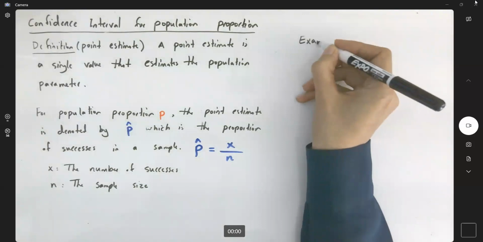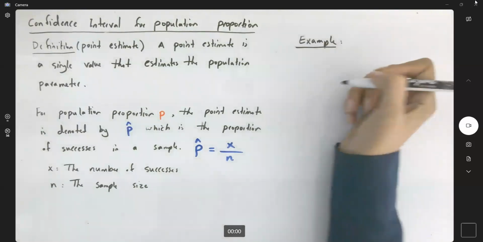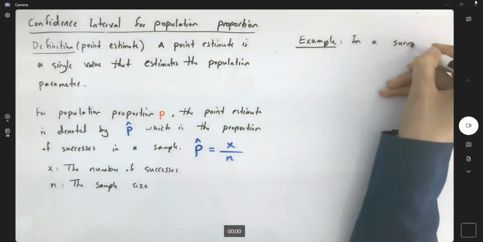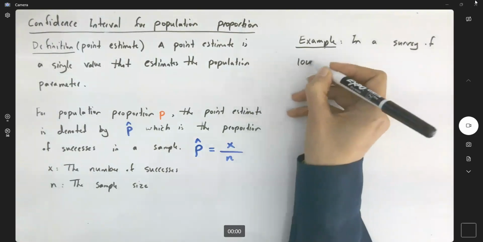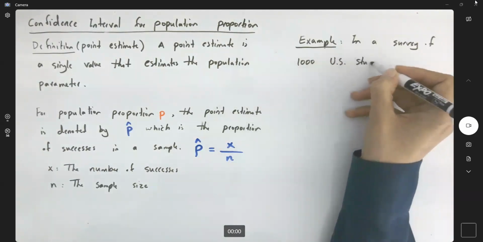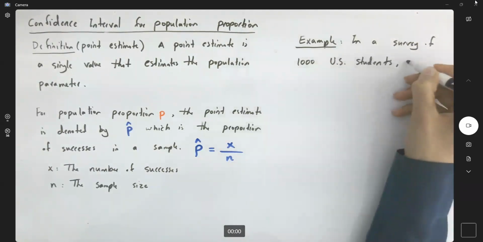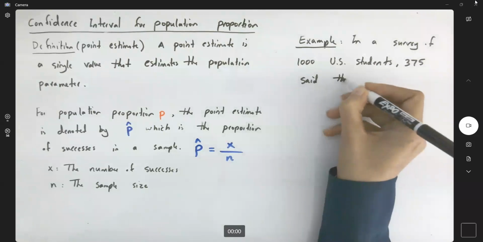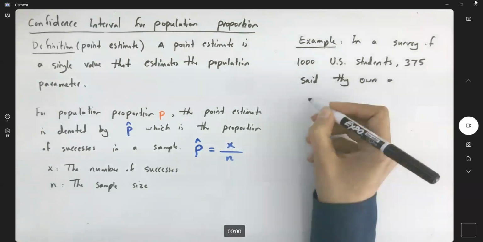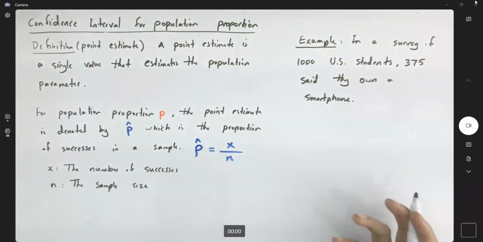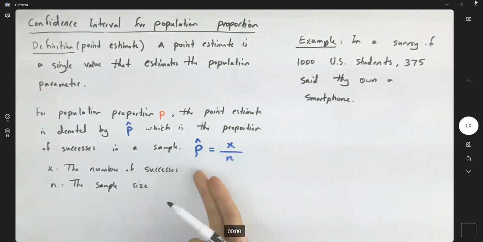In this example, you ran a survey. In a survey of 1,000 US students, 375 said they own a smartphone. Very good. Now, what is P hat? What is the proportion of success in this sample?